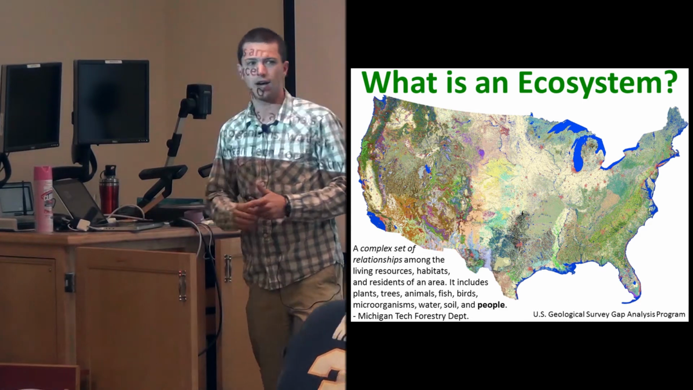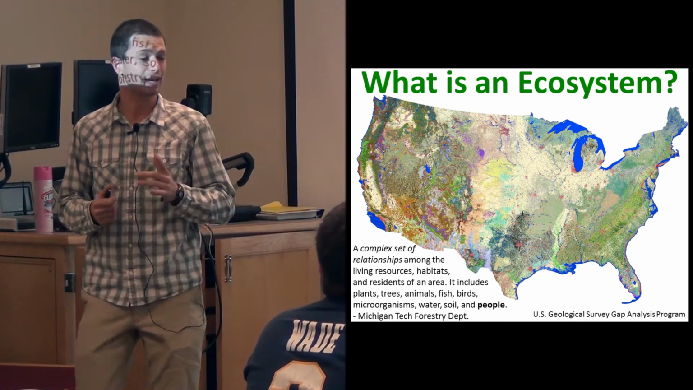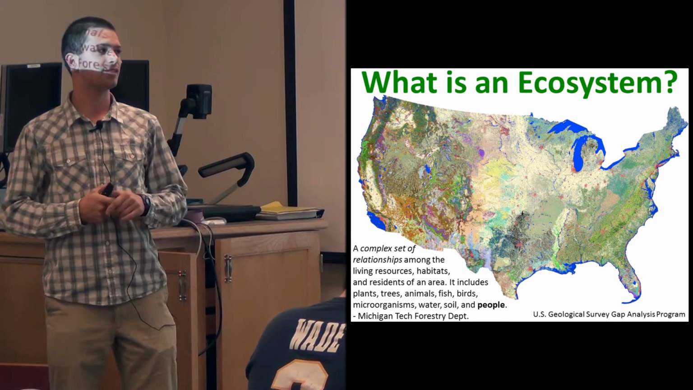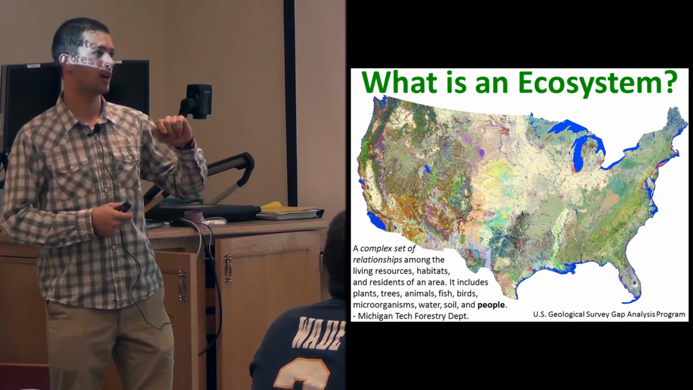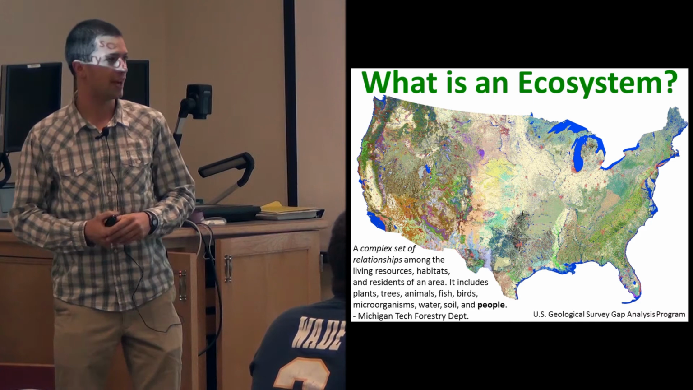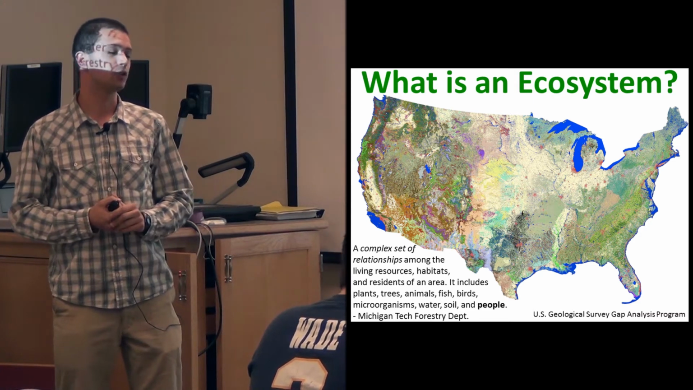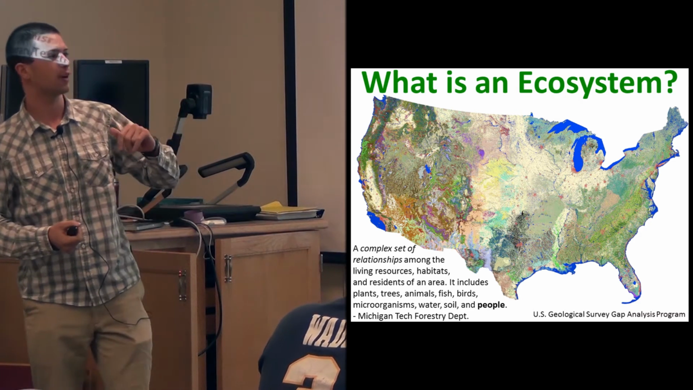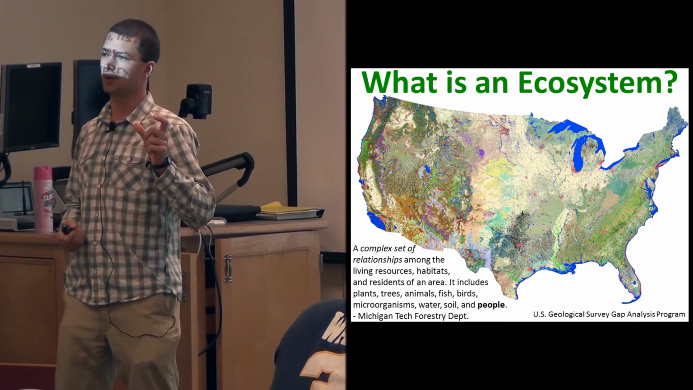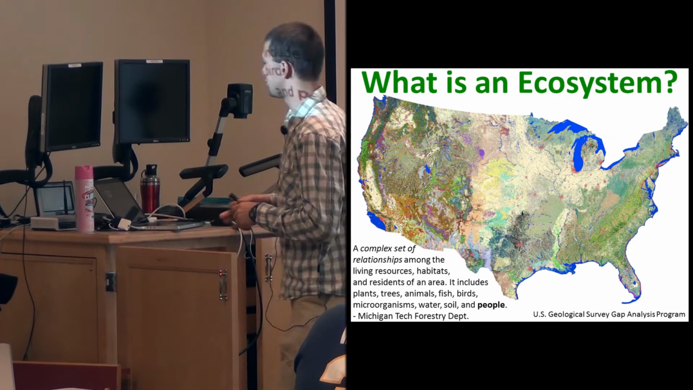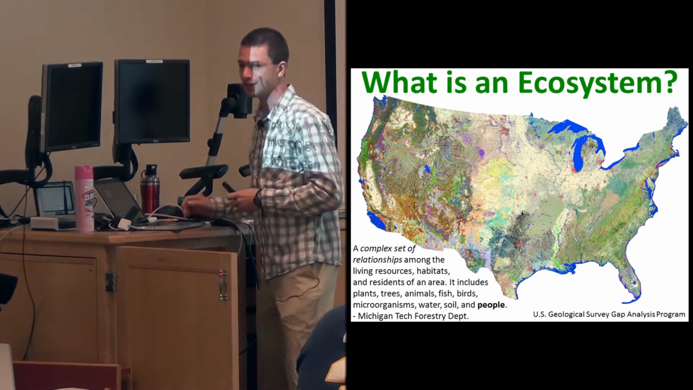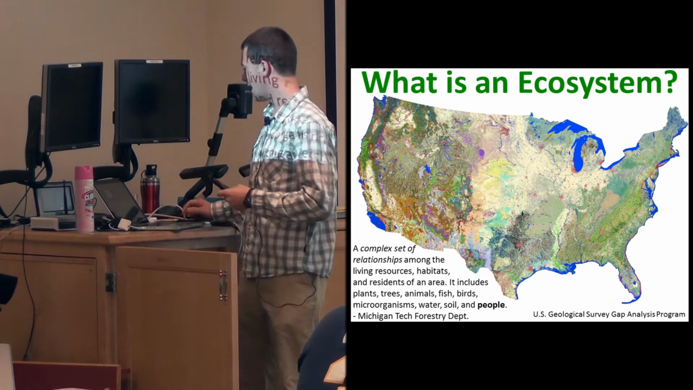Another version, which I stumbled across but like better: it's a complex set of relationships, which makes you think about the optimization part of the title of the talk, of living resources, habitats, residents of an area, and it includes plants, trees, animals, fish, birds, microorganisms, water, soil, and people. That last word is actually controversial. Some ecologists don't think that people are part of ecosystems, technically, but some do. So we'll come back to that.